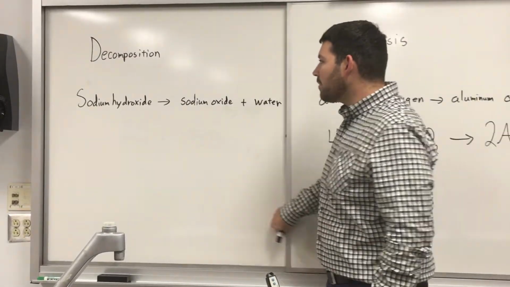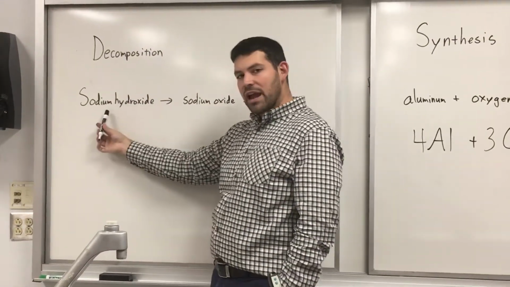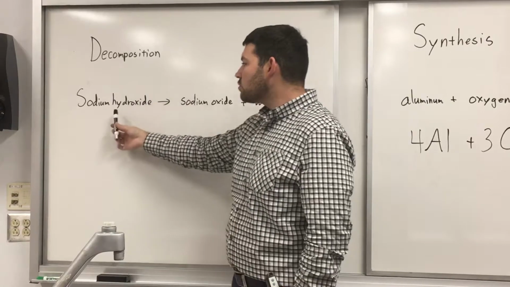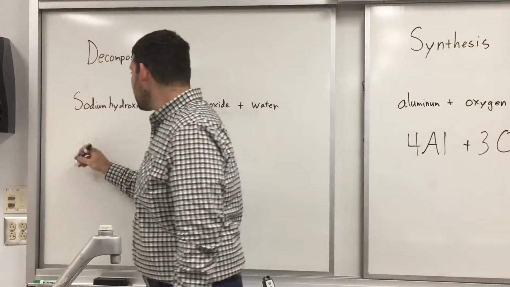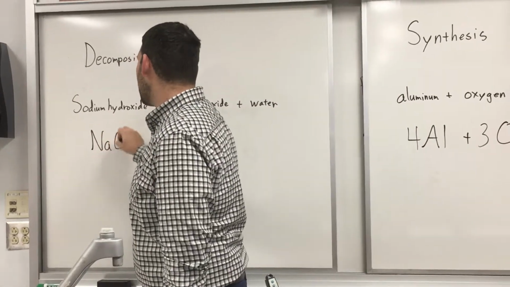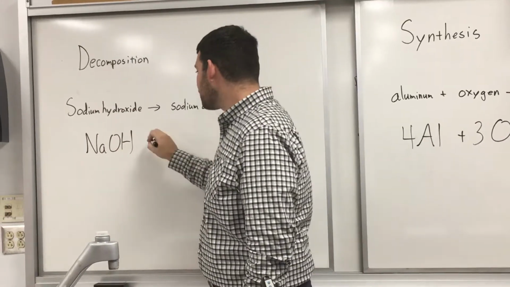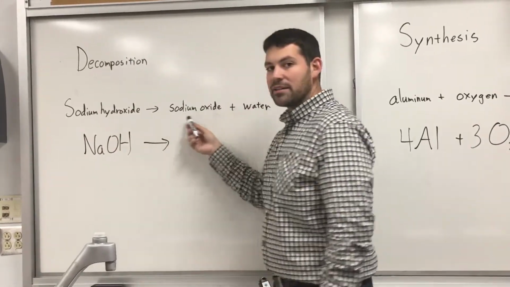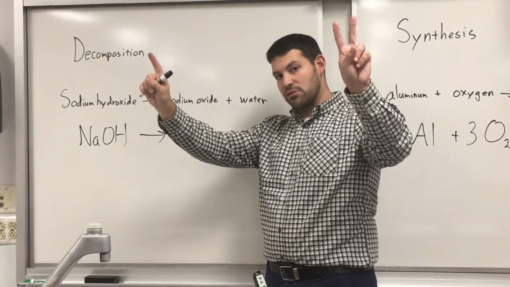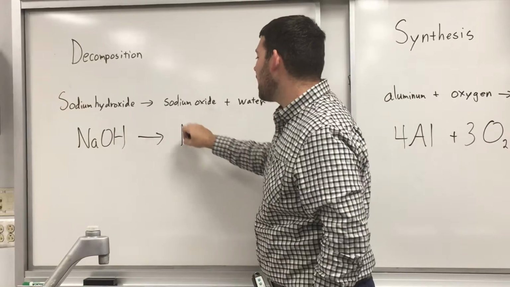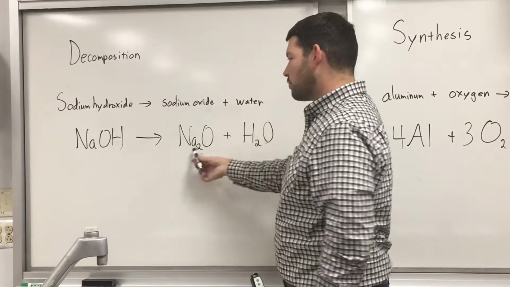All right. Now we're gonna look at decomposition. It's the opposite of synthesis. 1 reactant forming multiple products. Sodium hydroxide forming sodium oxide plus water. All right, sodium hydroxide, NaOH. Hydroxide, again, that's from that list of polyatomics that we know. Sodium oxide, it's a binary ionic compound. Sodium's gonna be +1, oxygen's gonna be -2. We're gonna whoop. So this is gonna be Na2O, and water is H2O.